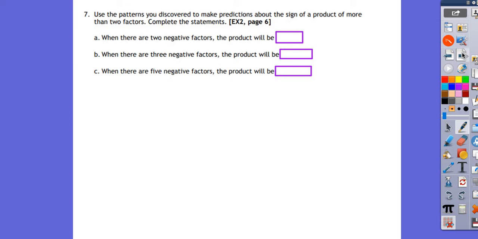Really easy. When there are 2 negative factors, what did we get? Positive. We got a positive. When there were 3 negative factors, we got a what? Negative. When there were 5 negative factors, we got a negative.